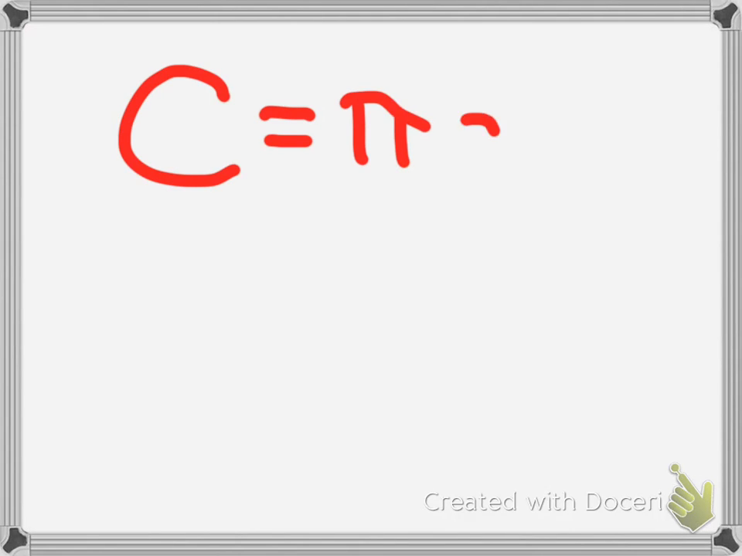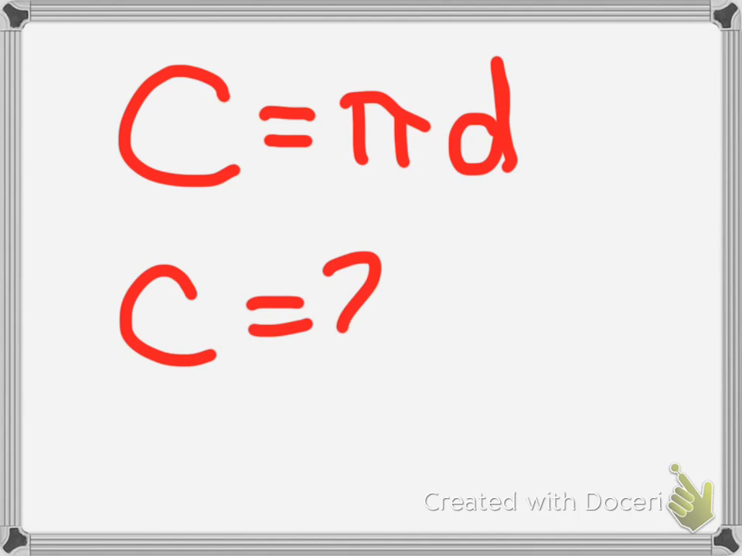So remember, when you are finding the circumference of a circle, you are going to use c equals pi times the diameter, or circumference equals 2 pi r.